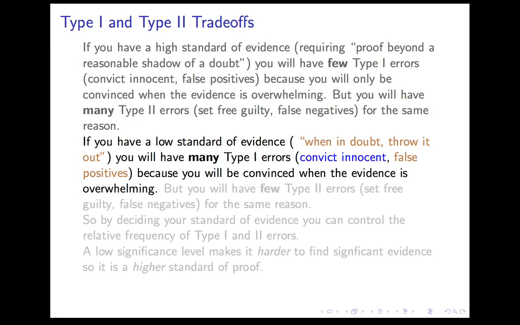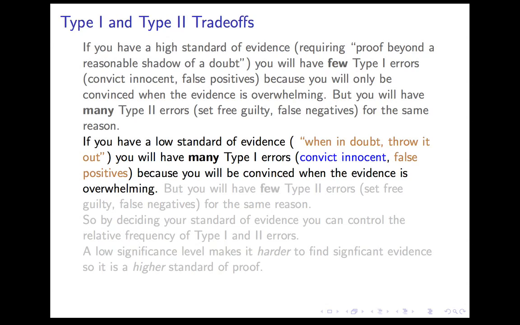That would be a terrible thing for the HIV. If you only threw out blood if you were absolutely convinced it was bad, you'd be letting through a lot of bad blood, causing lots of disease. So what you need there is a low standard of evidence. The sort of cheeky phrase is, when in doubt, throw it out. If there's any chance that this blood is tainted, you should throw it away. You should assume that it's guilty until proven innocent.